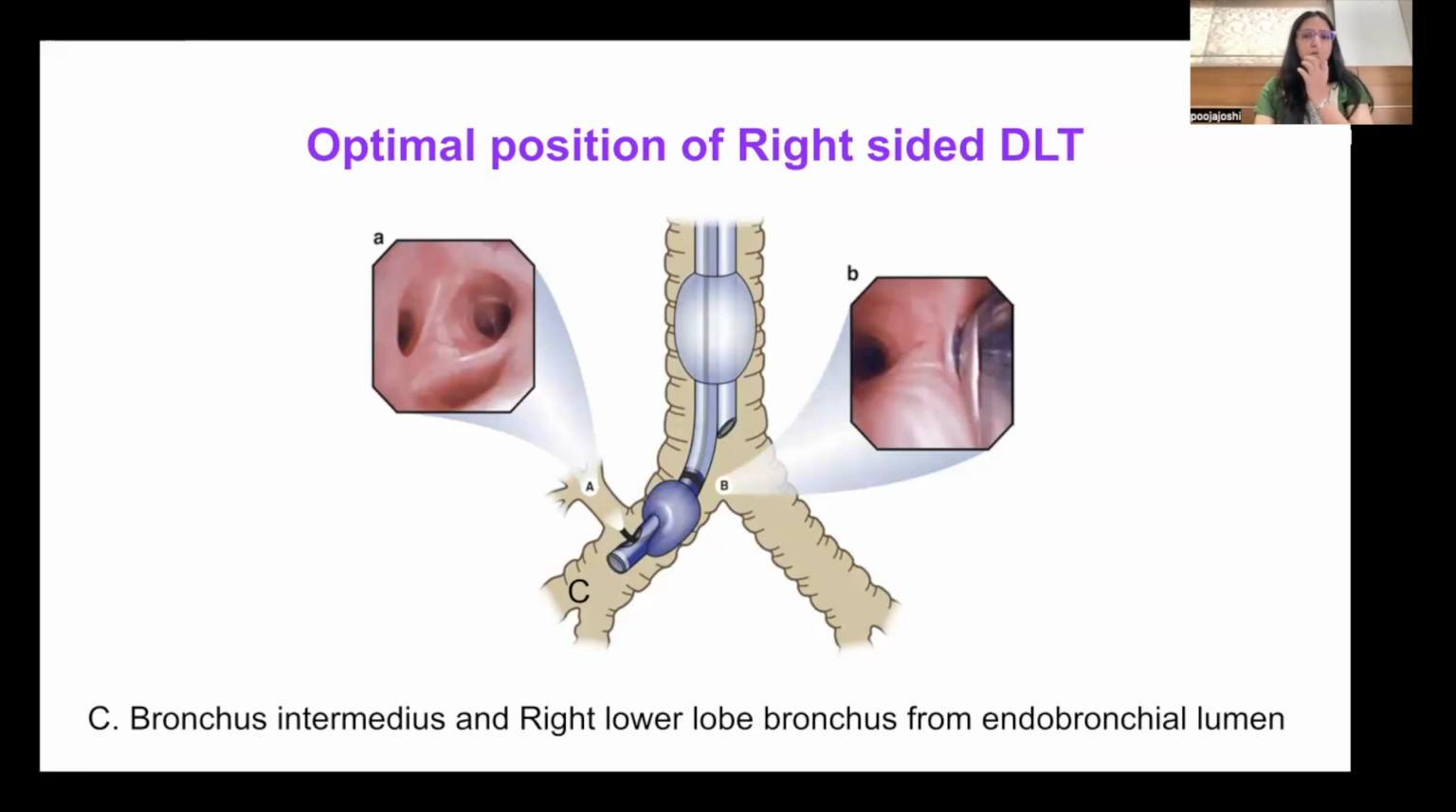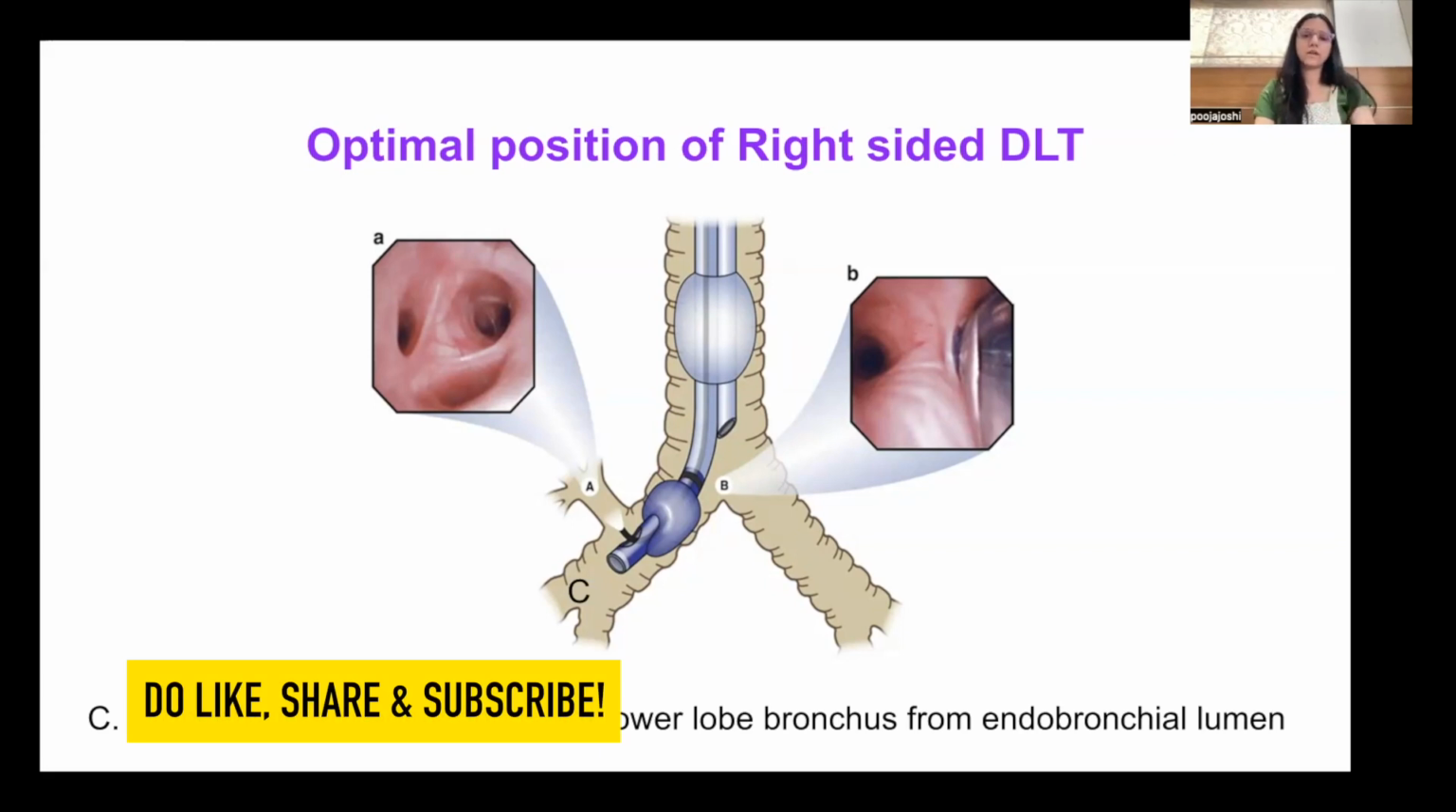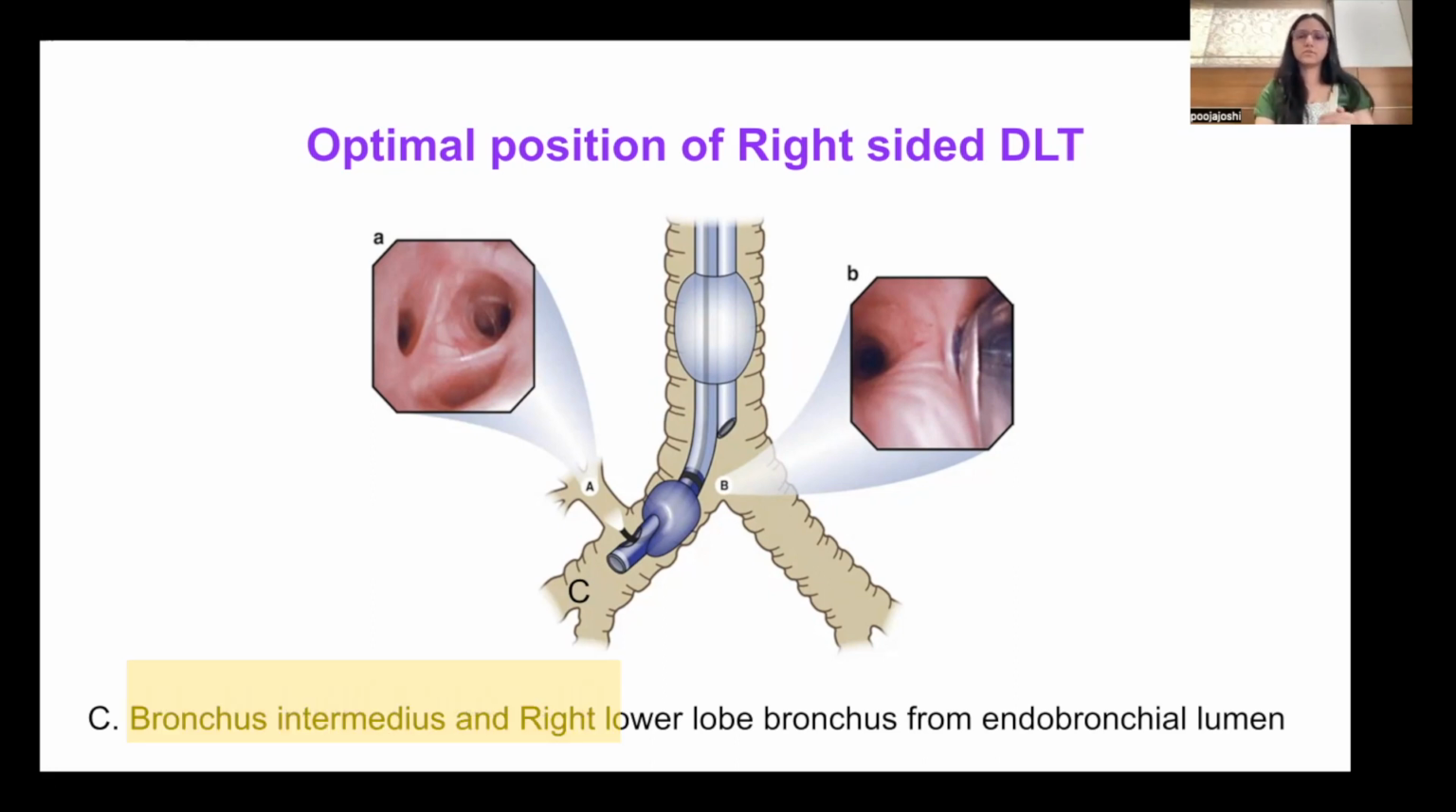When you pass the bronchoscope from the endobronchial lumen through the Murphy's eye, you will get a view A, that is the trifurcation, clover leaf sign. And after that, when you pass the bronchoscope through the distal end of the right DLT, you will get a view C, which is showing the bronchus intermedius and the right lower lobe bronchus, which bifurcates further.